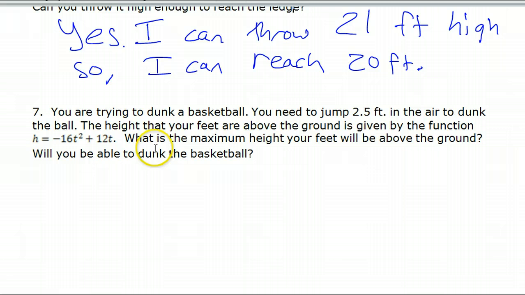So now number 7. You are trying to dunk a basketball. You need to jump 2.5 feet in the air to dunk the ball. The height that your feet are above the ground is given by this function. What is the maximum height your feet will be above the ground? Will you be able to dunk the basketball?